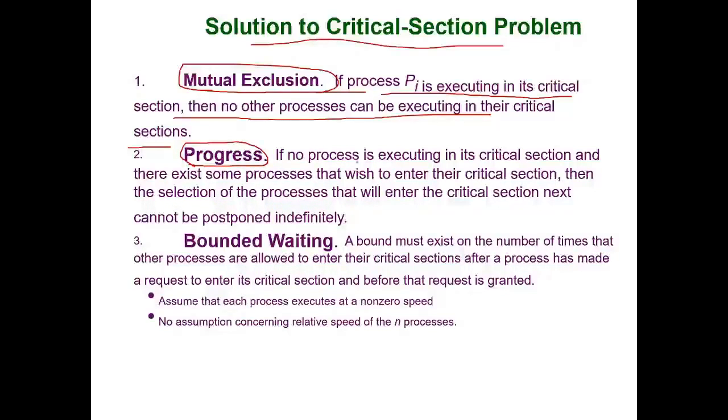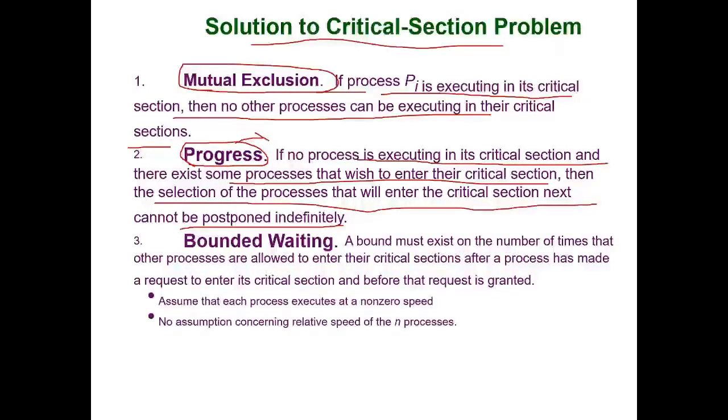Progress is: if no process is executing in its critical section and there exist some processes that wish to enter their critical section, then the selection of the process that will enter the critical section next cannot be postponed indefinitely. So progress means if any other process is not interested in entering the critical section, then what is the use of giving the chance to that process? So a process should have the power or authority to enter the critical section if other processes are not interested.